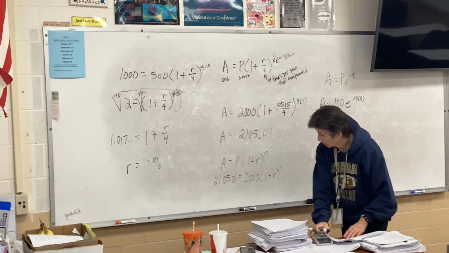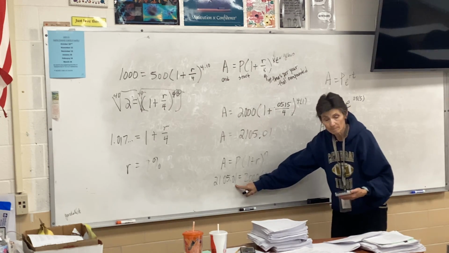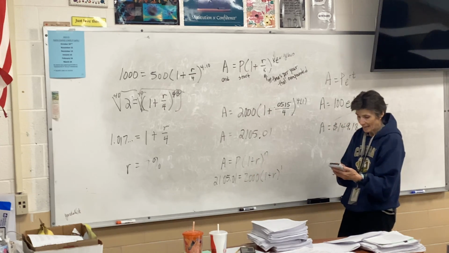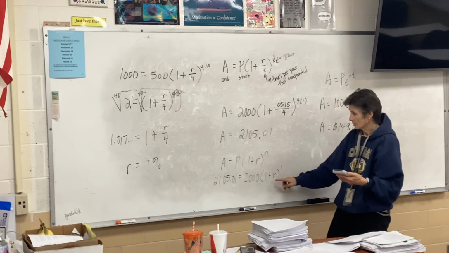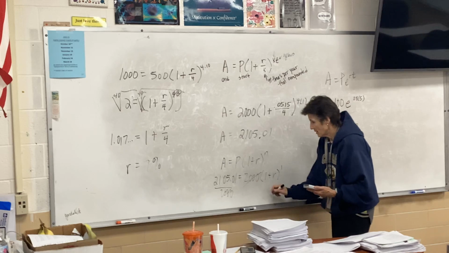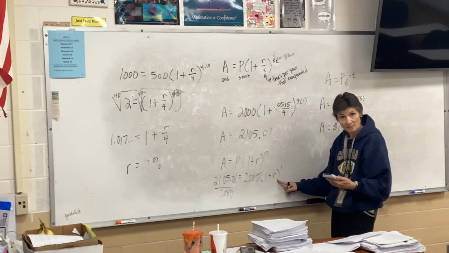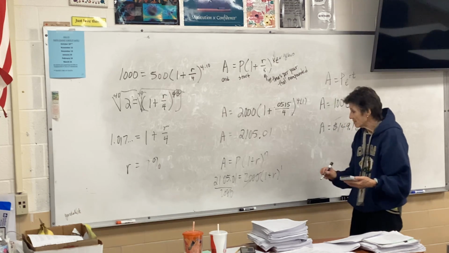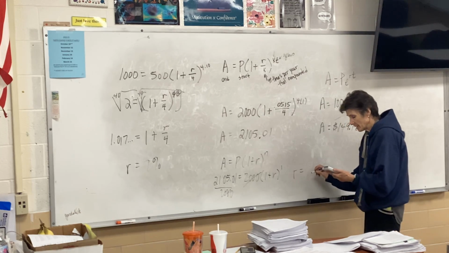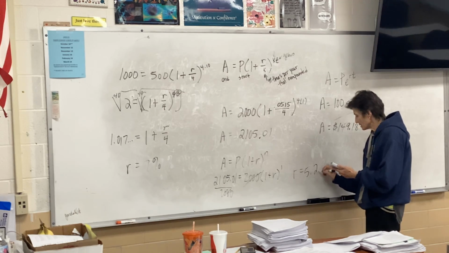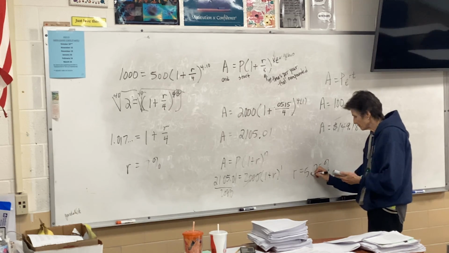So what am I going to do? I think all I need to do is take that number, which is still on my calculator, and divide it by 2,000. Then that equals 1 plus r. So I'll subtract 1. And that interest rate, or that annual percentage yield, is 5.25%.